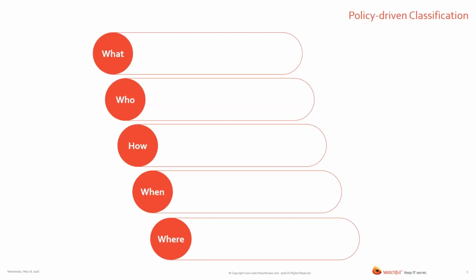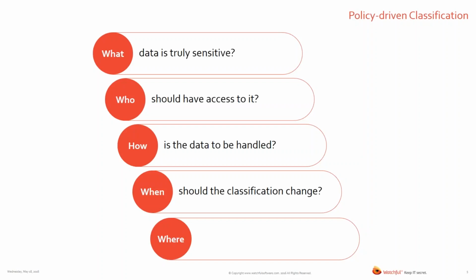So to successfully implement a policy-driven classification process, your organization must know its data very well. And for that, it must answer a few questions like, what data is truly sensitive? Who should have access to it? How the data is to be handled, when the classification should change and if it should change, and where the data should be protected.